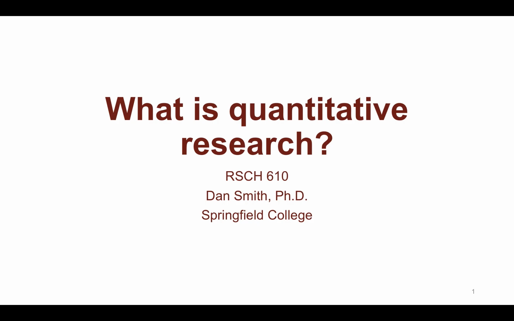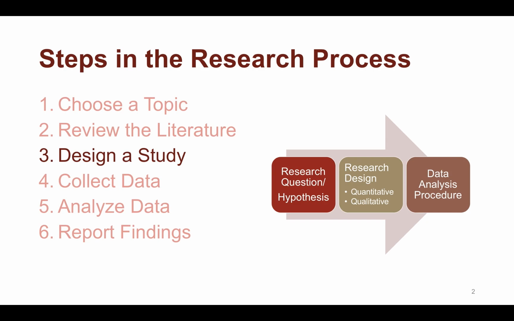In this video, I'll cover the major types of quantitative research designs. So when we look at our steps in the research process, we're assuming that at this point we've chosen a topic, we've reviewed the literature, we've used that literature review to help identify a need for future research, and to basically come up with a research question or hypothesis that we'd like to test, which, as you can see in the diagram here to the right, should drive the research design.